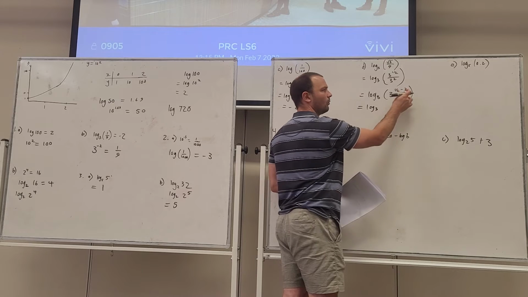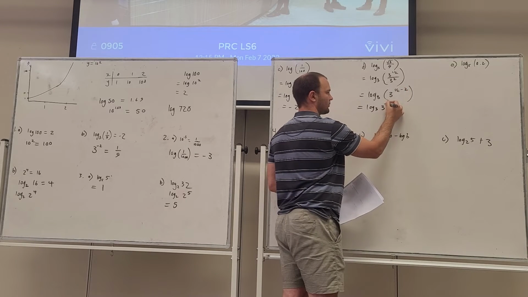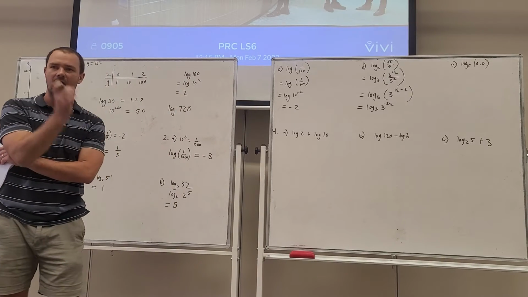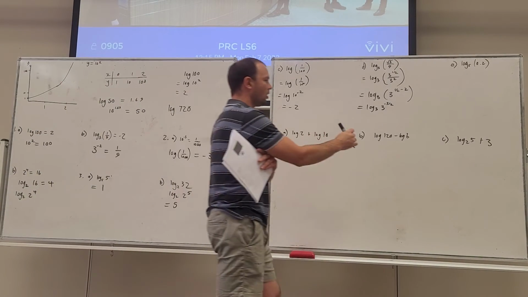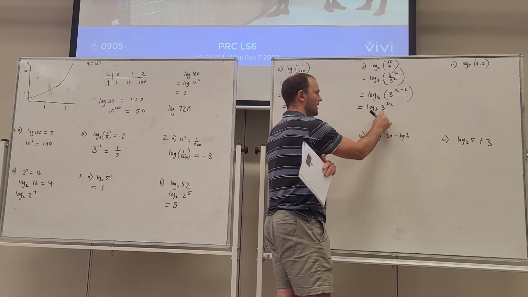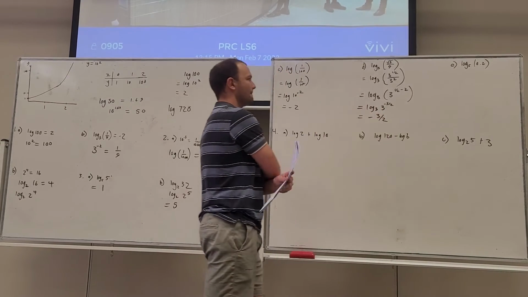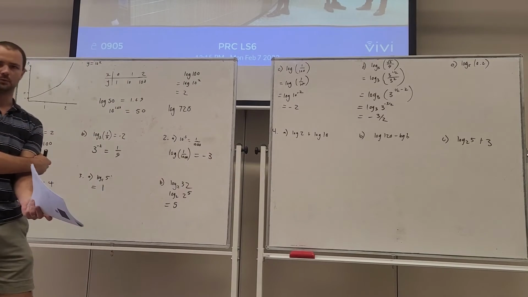That's going to be 1.5 minus 1.5, which is minus 3 on 2. Okay, we have expressed it as a single power of 3. So now, because 3 is the base, it simplifies to minus 3 on 2.